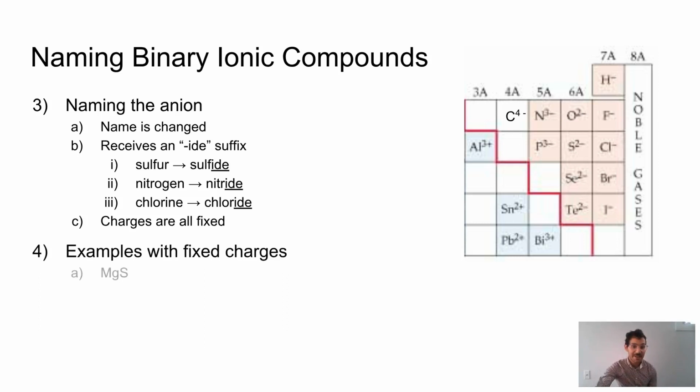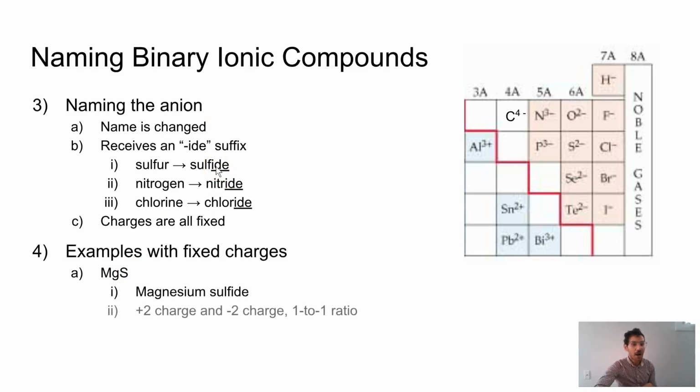So let's do some examples with fixed charges, and let's try naming these. So this dude is magnesium and sulfur together. Remember, magnesium's name isn't going to change. Magnesium is in my S block. It's an alkali earth metal. It has a fixed charge of +2. So this is just going to be magnesium, and then sulfur is going to become sulfide. So this is just magnesium sulfide.